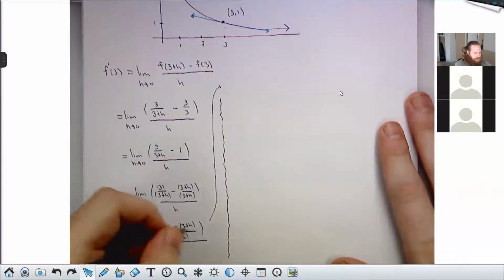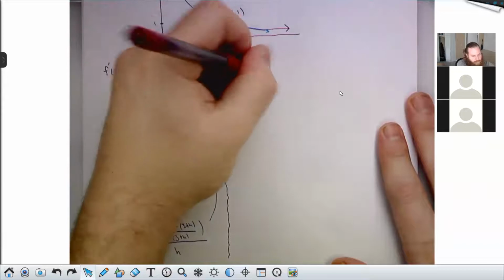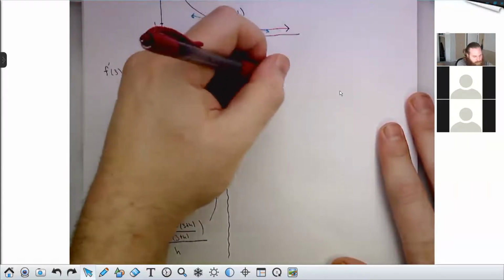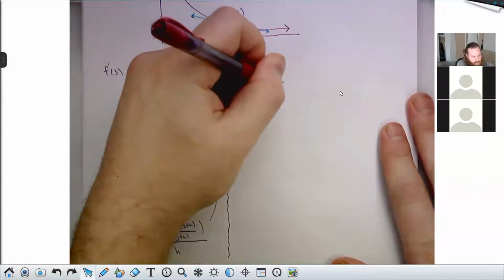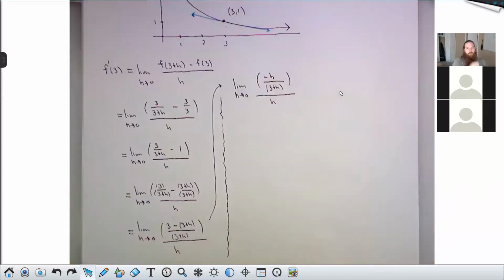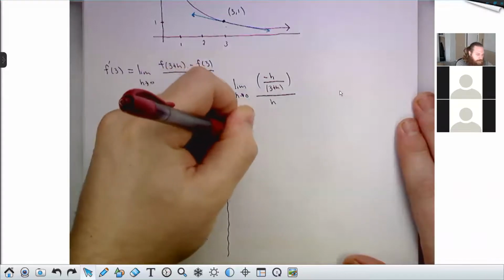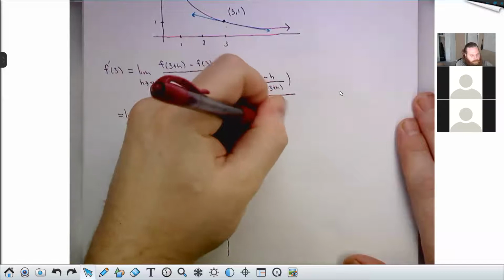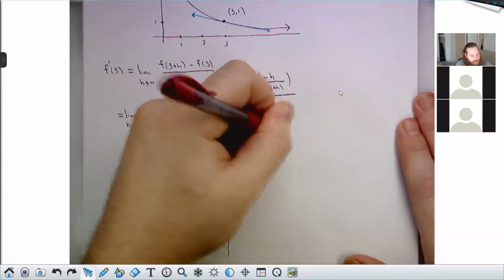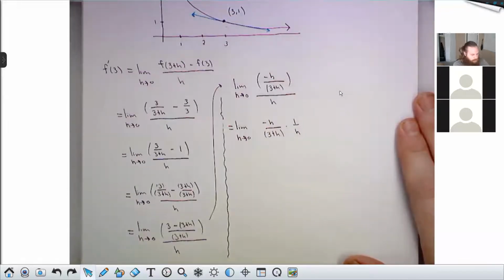Subtracting this, I'll have 3 minus h, so I'll have the limit as h goes to 0 of negative h over 3 plus h, all divided by h itself. And then I would say, okay, dividing by h is the same as multiplying by 1 over h. So this is negative h over 3 plus h times 1 over h. And we can cancel those.